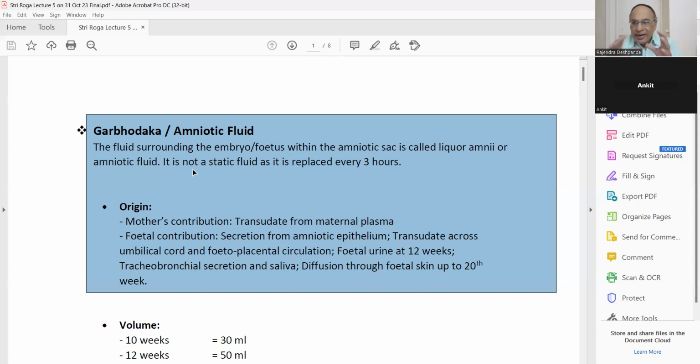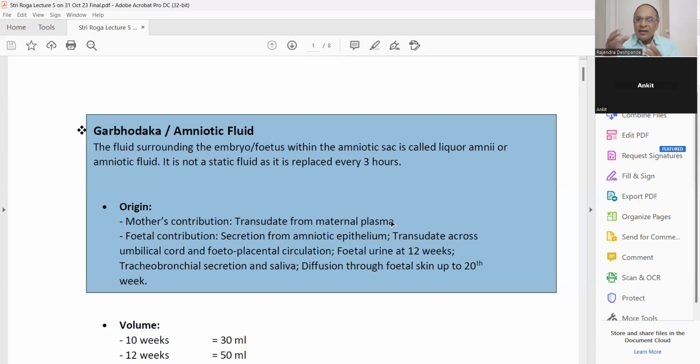How is that amniotic fluid formed? Who is forming the amniotic fluid? Somebody should form that fluid, no? So, the mother's contribution: the mother is giving transudate from maternal plasma.